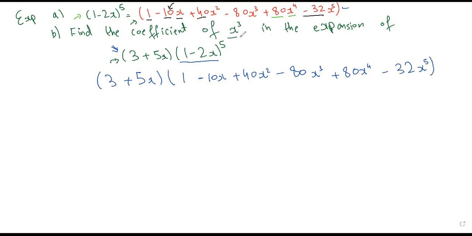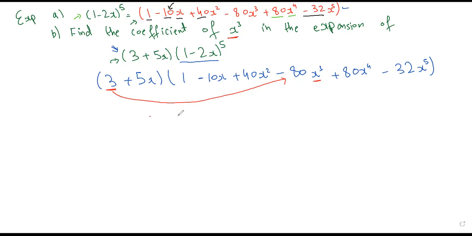Now I am only interested in the coefficient of x cube. I need to see which terms are going to give me x cube. So let's talk about 3. When I multiply this 3 with minus 80x cube, this is going to give me the x cube term. So I did not multiply 3 with 1, 3 with minus 10x, 3 with 40x square because I know that is not going to give me the answer. They did not ask us to expand this and just find the expansion. They want us to find the coefficient of x cube. So for that, we need to be careful. We will not do extra working.